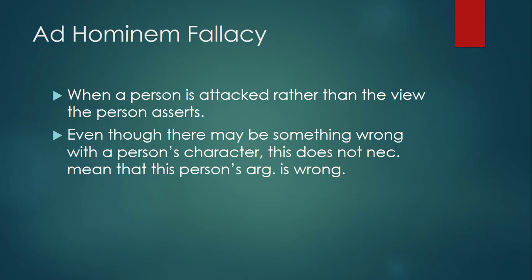Even though there may be something wrong with a person's character, this does not necessarily mean that this person's argument is wrong. So what's going on with this fallacy is that someone presents an argument, and then another person who would like to object to this argument attacks this person's character rather than the argument itself. And then this person says, well, therefore the argument is wrong. However, that is itself a logical fallacy.